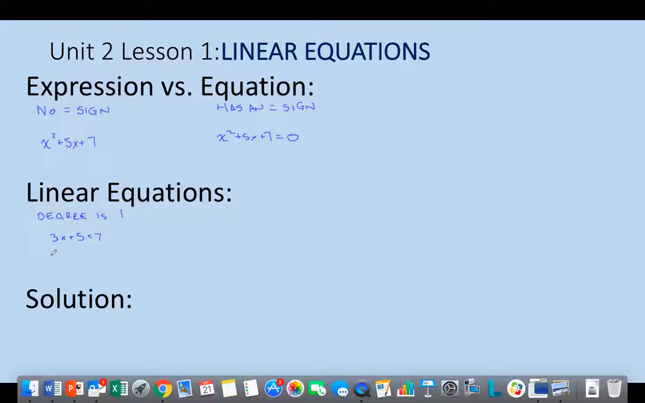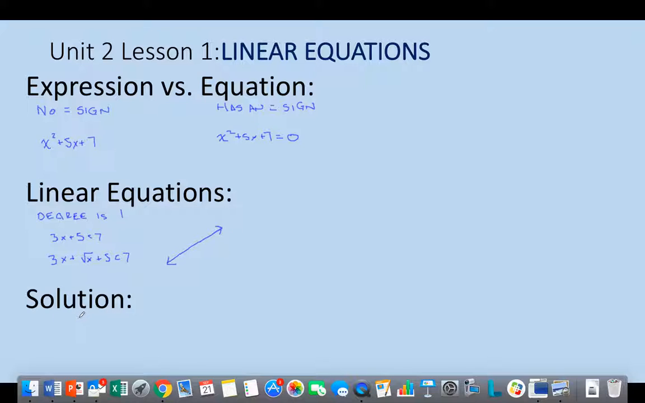But if we had something like 3x plus the square root of x plus 5 equals 7, is this still a linear equation? Well, technically the answer is yes. This is to the 1/2 power, and so 1 is the largest exponent, so we would consider this still a linear equation. If we were to graph a linear equation, of course, we would get a straight line instead of a parabola or something like that.